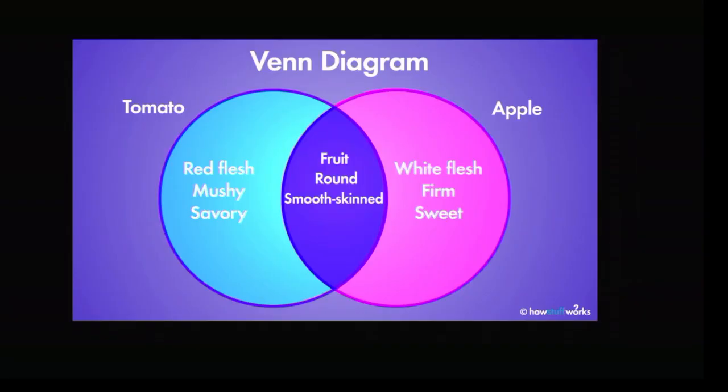So we'll just take the basics like this, okay? Tomatoes are red flesh, mushy, and savory. That's what's different from apples, which are white flesh, firm, and sweet. Those are the differences. They gave them three differences each. Then what they have in common is that they're fruit, they're round, and they have smooth skin. That's what the overlap is. That's what they have in common.